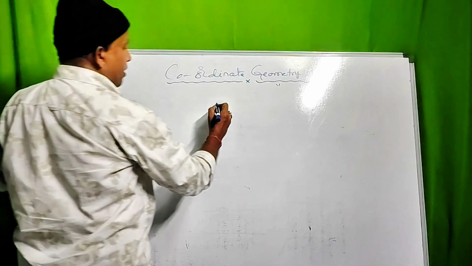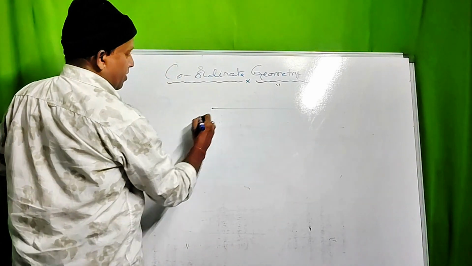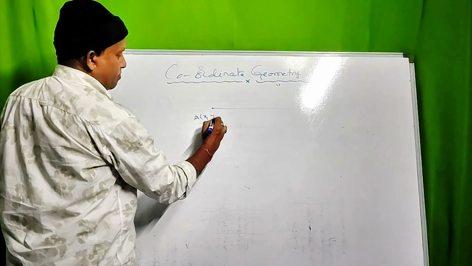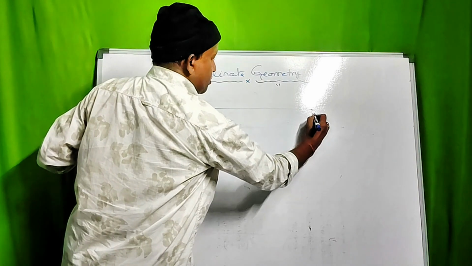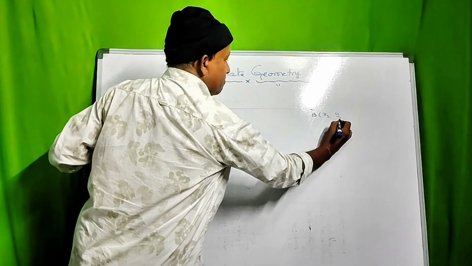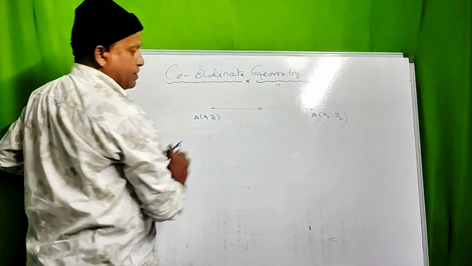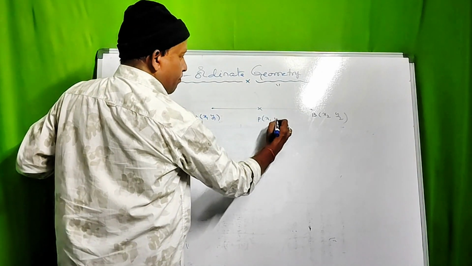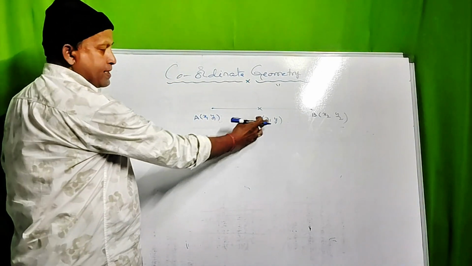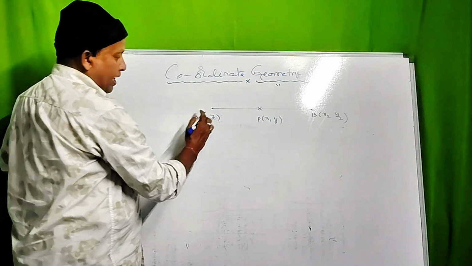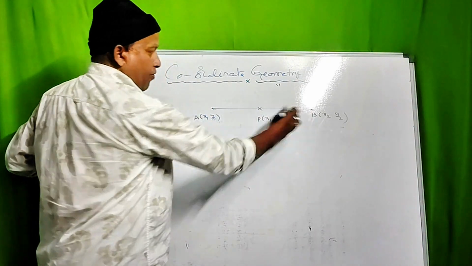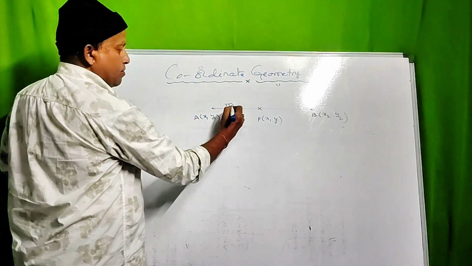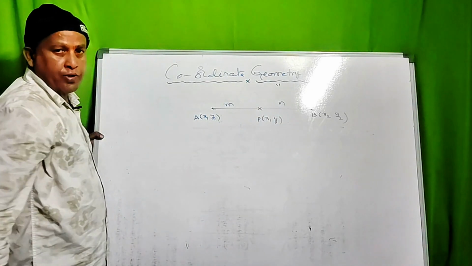For example, here 2 points are there, right? A (x1, y1) and B (x2, y2). Here one more point is there. Let the point be P (x, y). So P (x, y) divides the line joining AB in the ratio m is to n.